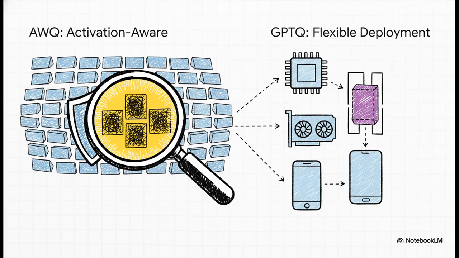You've got techniques like AWQ, which stands for Activation-Aware Weight Quantization. It's really clever. It protects the most important data pathways in the model while it's compressing everything else, which leads to amazing performance. Then there's another one, GPTQ, which is really well known for its flexibility. It makes it super easy to deploy on all different kinds of hardware.